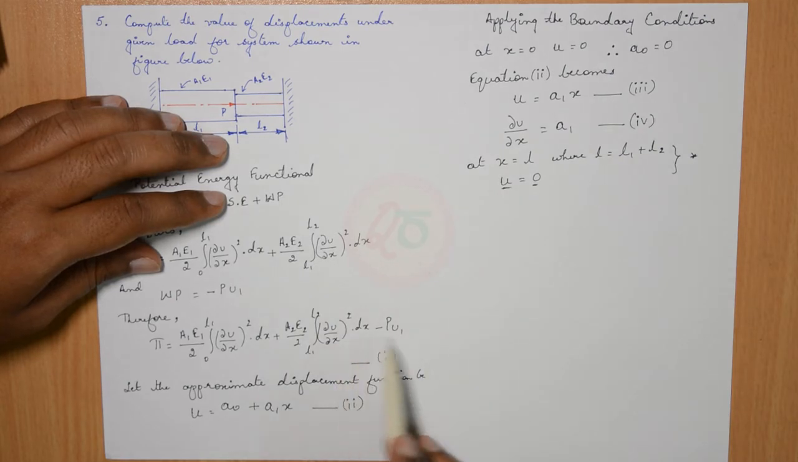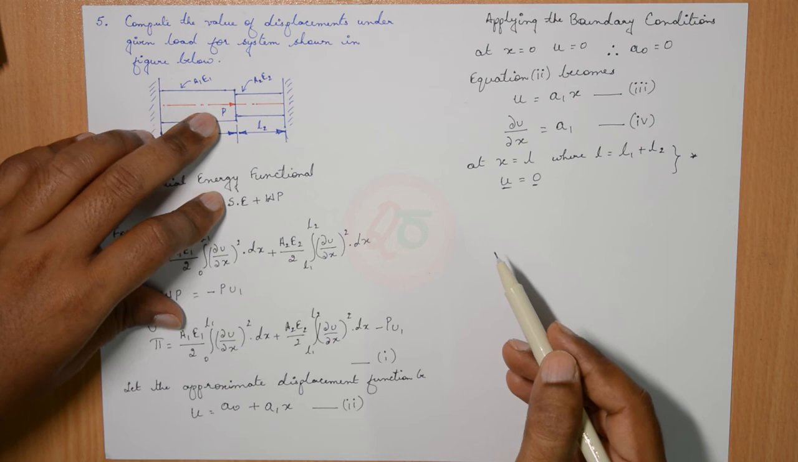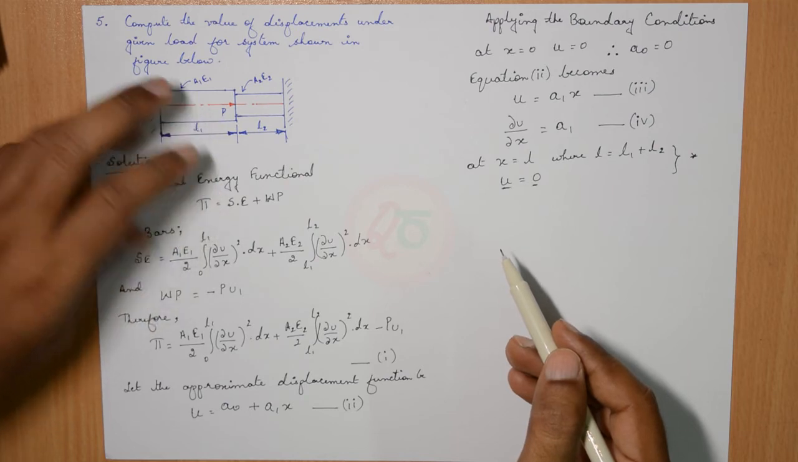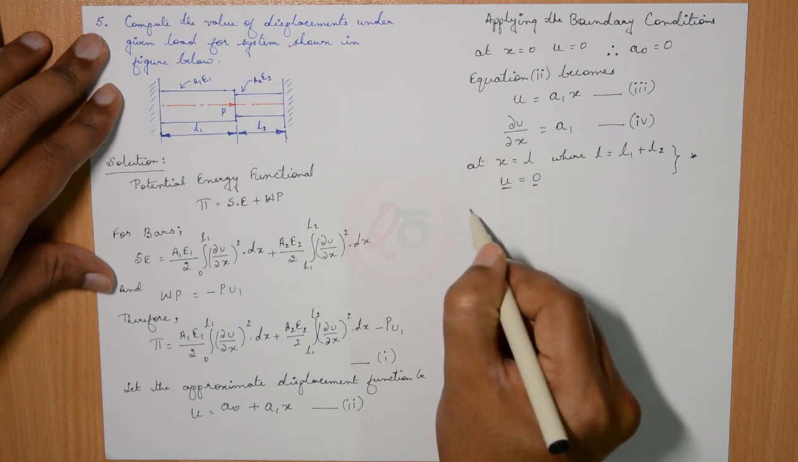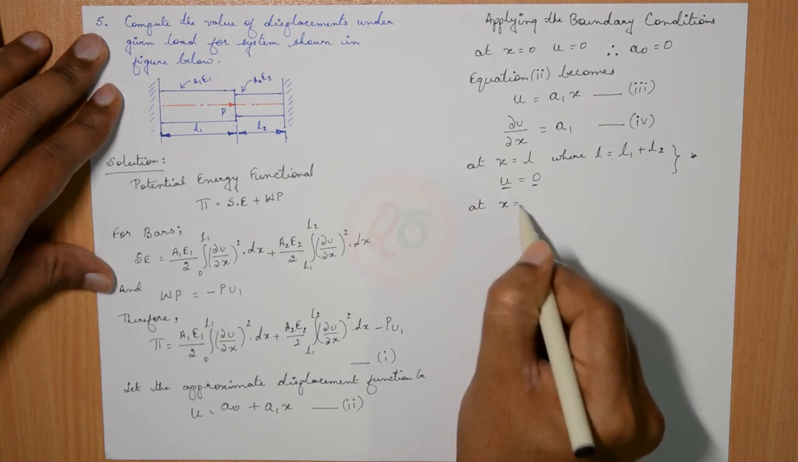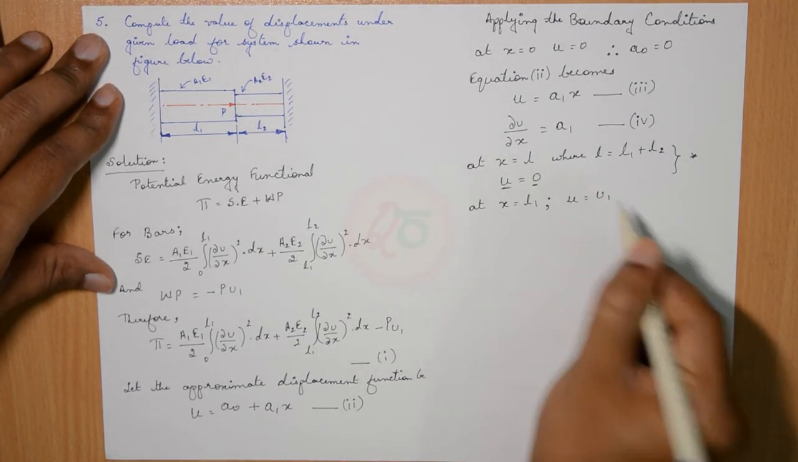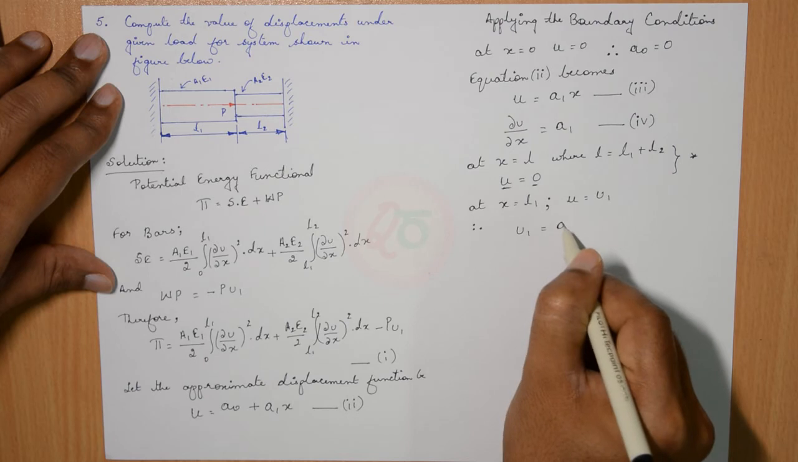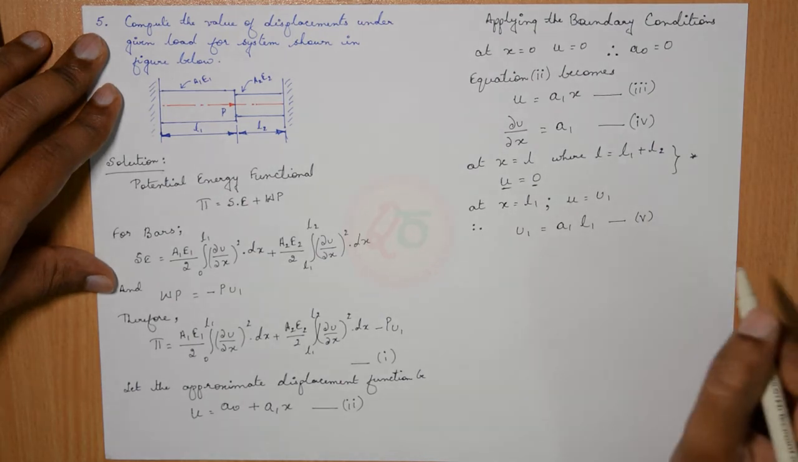Once you have obtained dou u by dou x, it is only u1 that is pending. You need to apply the boundary conditions in order to obtain u1. So in order to obtain u1, we need to apply the boundary condition at the location where the point load P is acting. Point P is acting at a distance L1. So the boundary condition that we are supposed to apply is at x equals L1, u becomes u1. Therefore, u1 is equal to a1 L1 from equation 3. Let me call this equation 5.